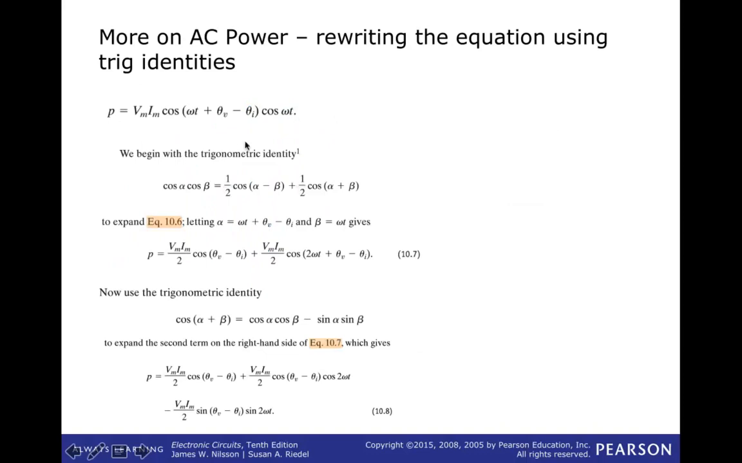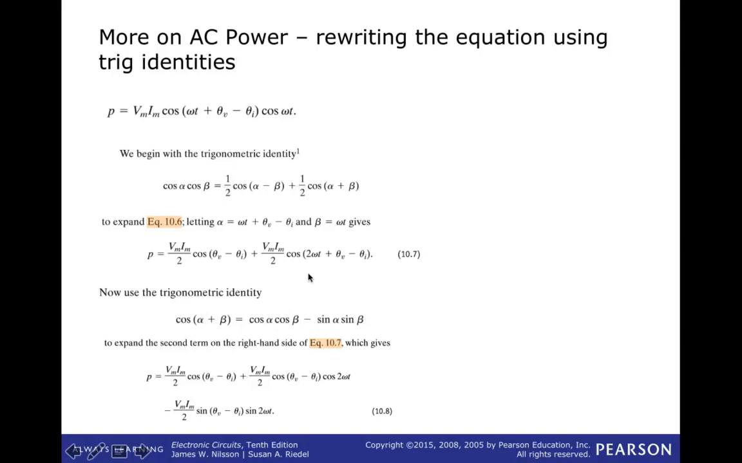All right, so the first trig identity that we'll apply is the cosine alpha, cosine beta identity. We're going to let alpha be this angle, omega t plus theta v minus theta i, and we're going to let beta be just omega t. When you apply that identity, you get to this equation 10.7 right here. The first term looks fine, but the second term still has a lot of stuff in it, so we'll apply a second trig identity, cosine of alpha plus beta, as shown in this equation.